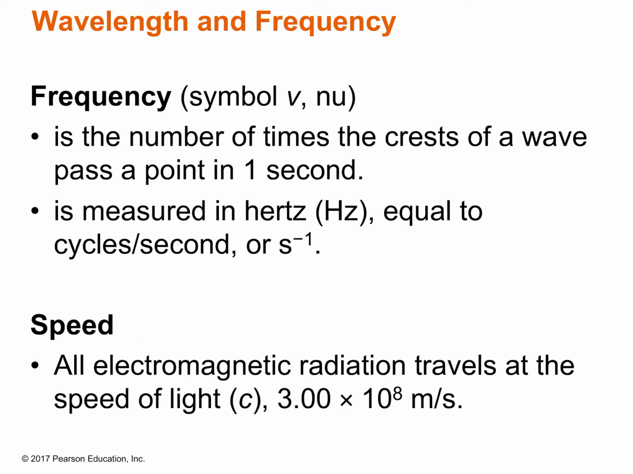We also have two other terms. We have frequency, which we use like a V, essentially, and that's the Greek letter nu. And that's the number of times the crest of a wave passes a point in 1 second. We measure this in hertz, which is the same as cycles per second or seconds to the -1.